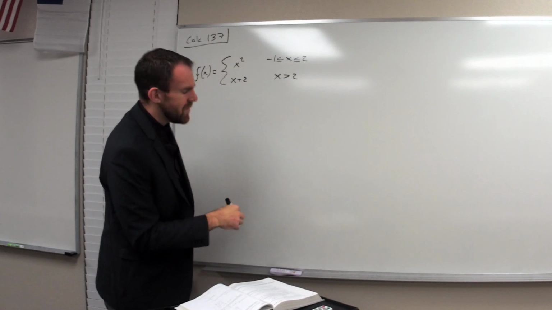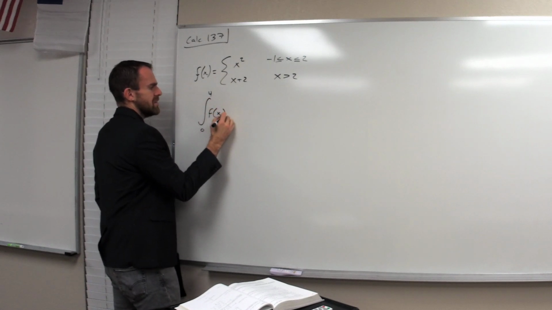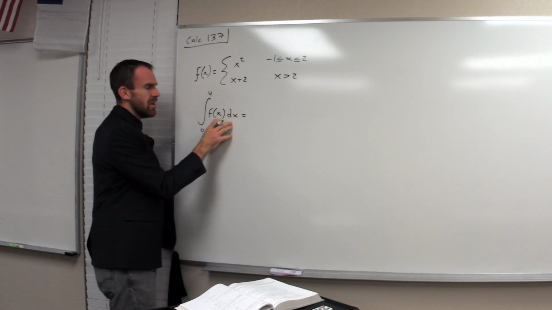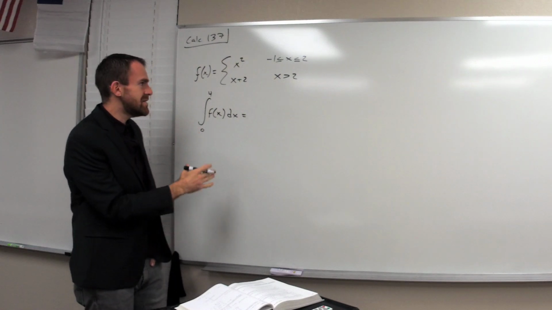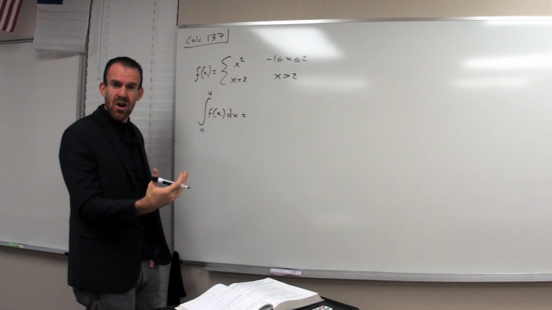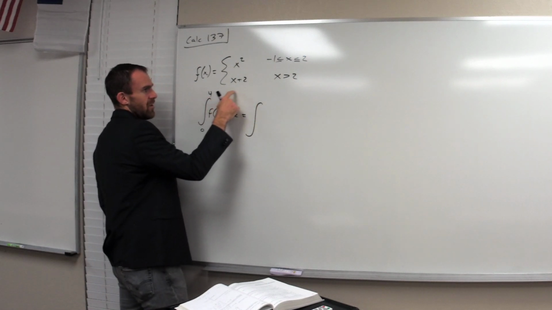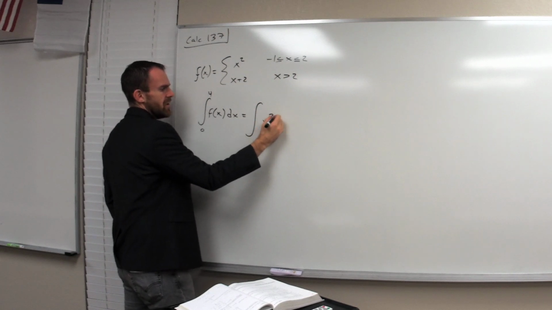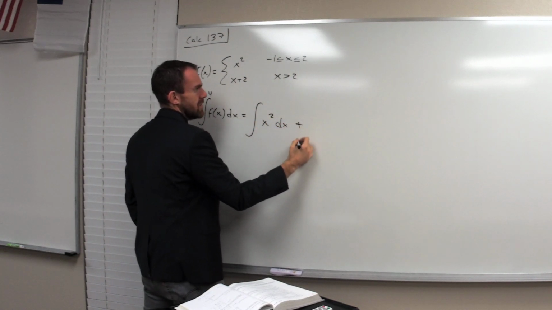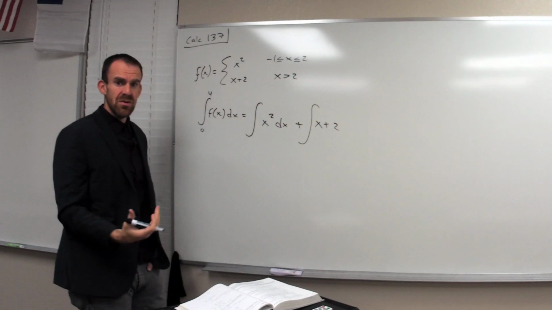So they're going to ask us to find the integral from 0 to 4 of f of x. Now obviously I can't just plug in one of those functions because this spans different domains. So I'm going to split it. I'm going to split between the part that will be an x squared and the part that will be governed by the function x plus 2.